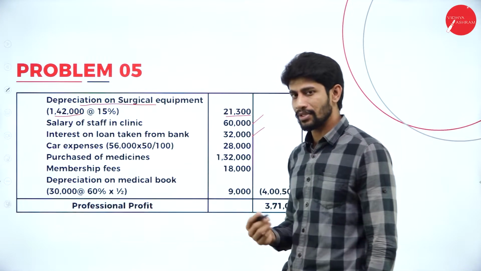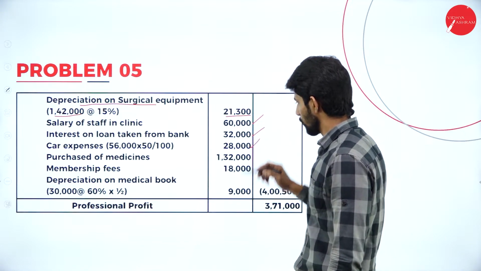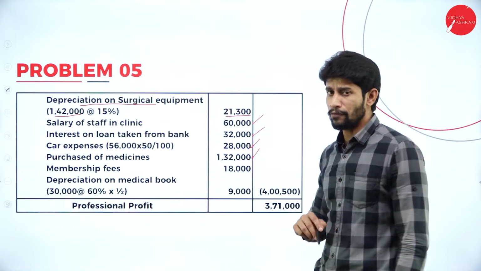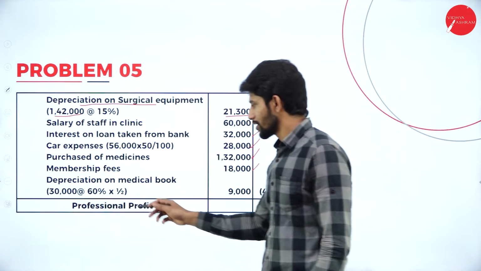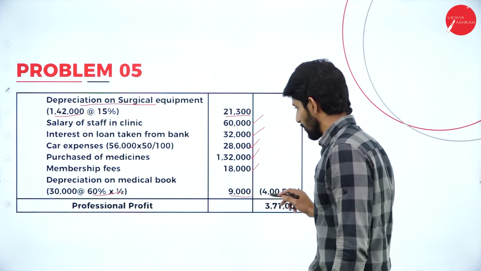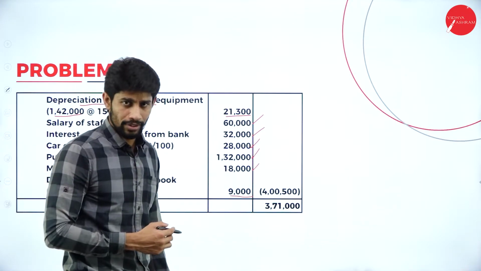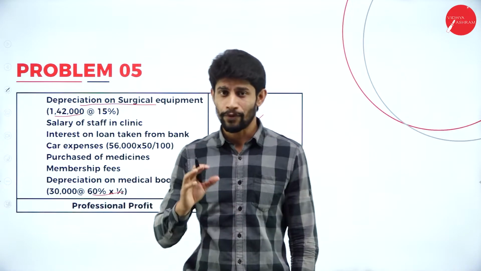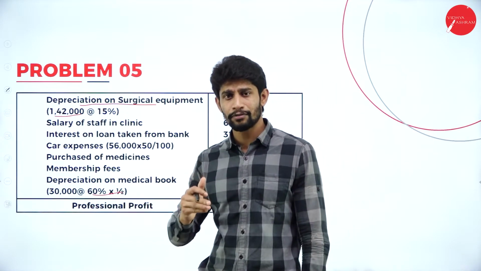Next, car expenses. 50% relating to profession, 50% relating to personal. So, what are we supposed to do? We are supposed to take only 50%. Next, purchase of medicines. Purchase of medicine is a professional expenditure. Next, membership fees 18,000 and depreciation on medical books, it's 60%. That means half of the 60%, so 9,000. Because here the car is used for both personal and professional purpose, 50% for personal, 50% for professional purpose. And here books, 50% of books for professional purpose, 50% of books for personal purpose.